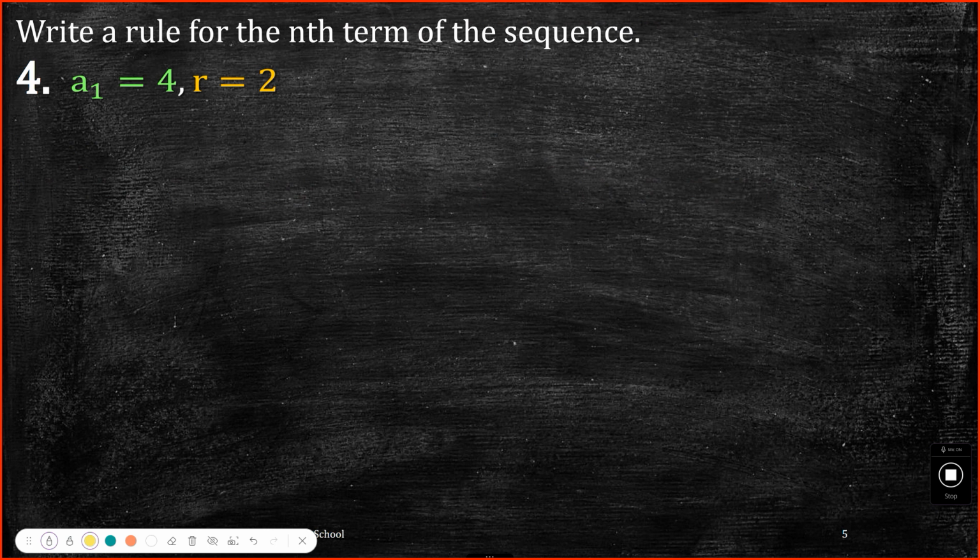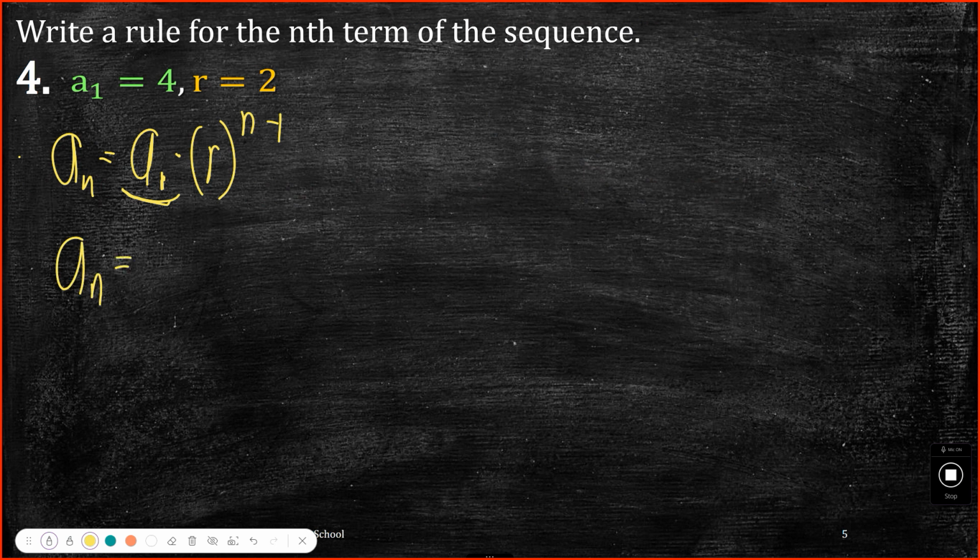Write a rule for the nth term of the sequence. Number 4. A1 is 4 with a common ratio of 2. So easy. The formula says a sub n equals a sub 1 times r to the power of n minus 1. Do we have a1? Yes. We have r, yes. This is too easy. A sub n equals 4 times 2 to the power of n minus 1.